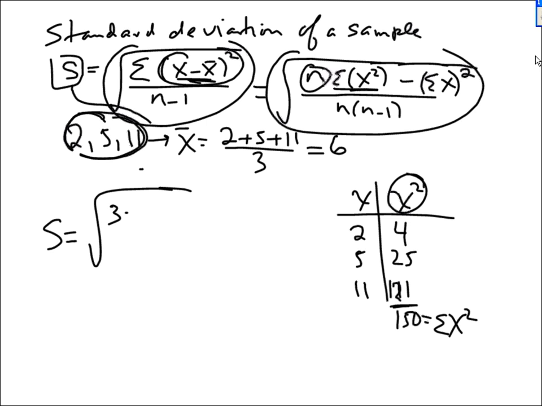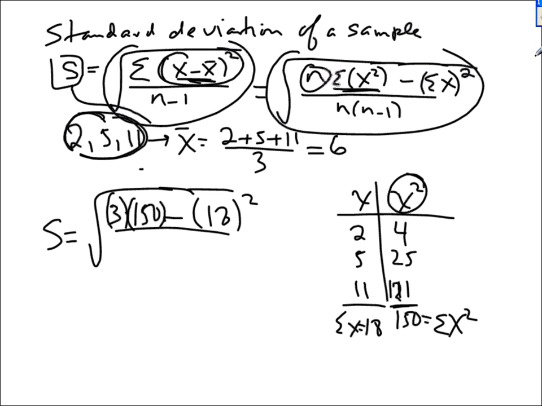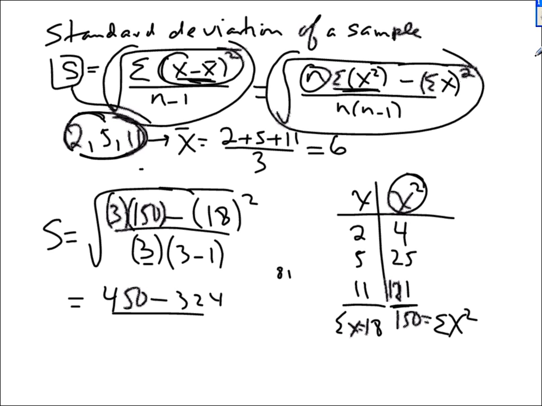Okay, n times the summation of x squared, times 150, minus the summation of x, squared. Well, the summation of x is 18, all divided by n, which is 3, times n minus 1. And there it is. 3 times 150 is 450. 18 times 18 is 324. 324 divided by 3 times 2, which is 6.